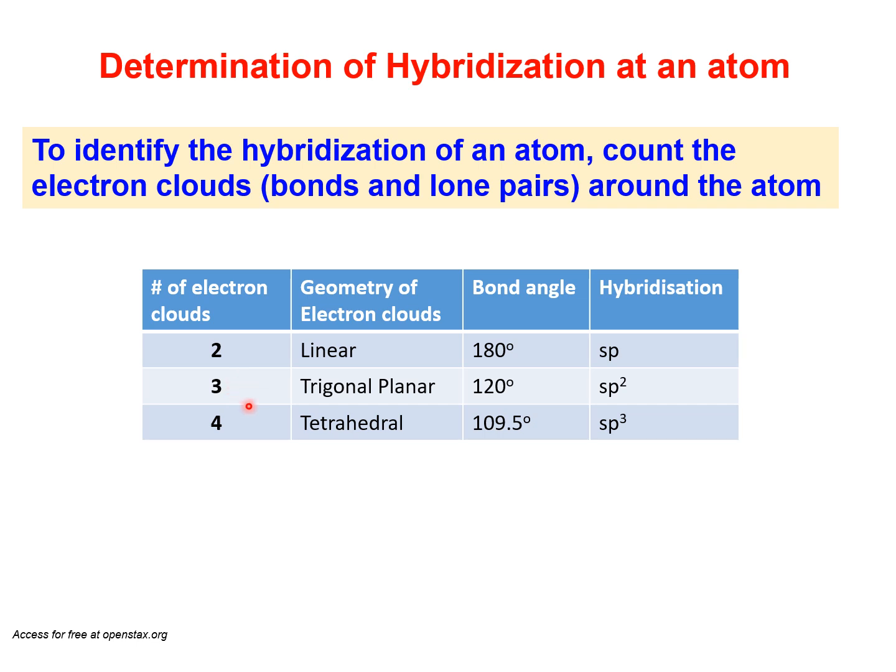If there are three electron clouds, it would be trigonal planar with a bond angle of 120 and sp2 hybridization. And if you have four electron clouds, then the geometry is going to be tetrahedral, bond angle 109.5, and hybridization is sp3. So let me quickly show you an example here for each one of these.